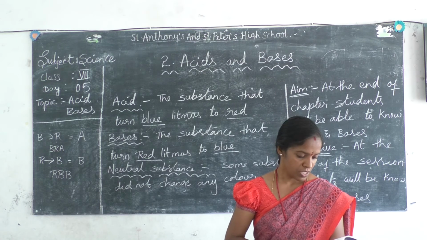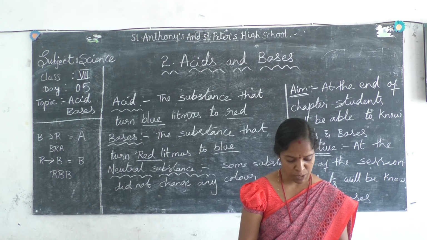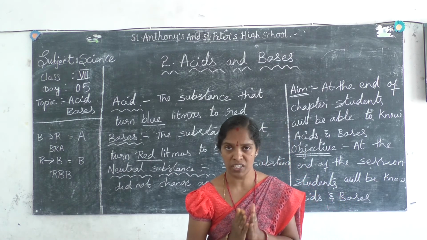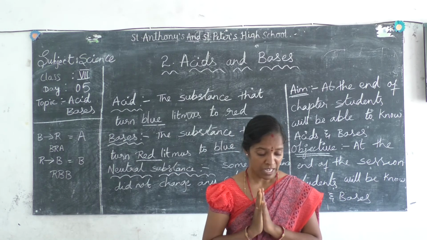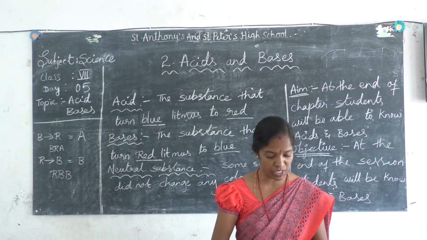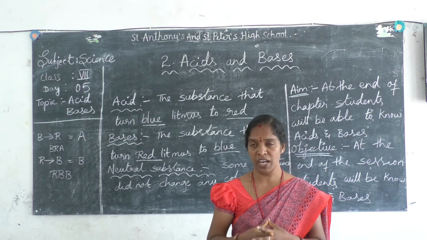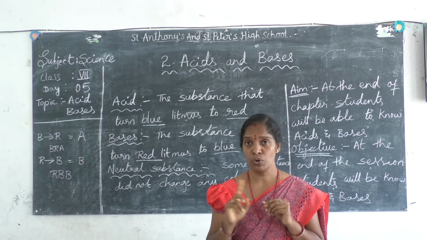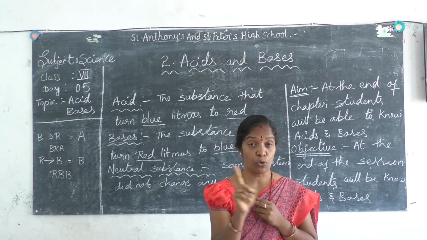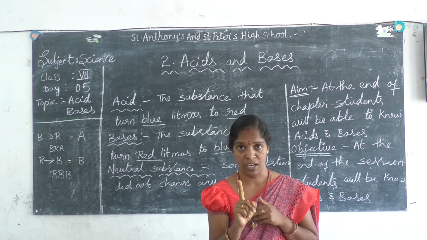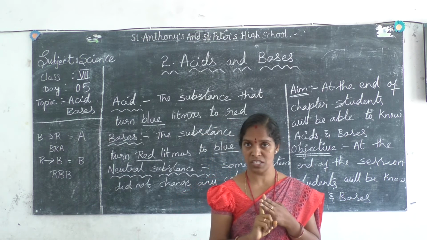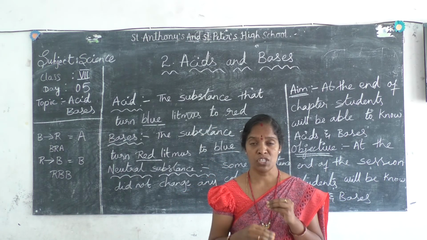Now I want to explain the properties of acids and bases. Just now I explained that acids are sour in taste, but don't taste them, because there are different artificial acids, for example hydrochloric acid, sulfuric acid, nitric acid. We can taste the natural ones like fruits and vegetables, but don't taste the artificial acids. Don't touch them, they are very burning.